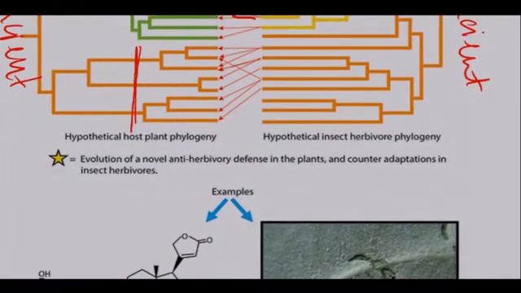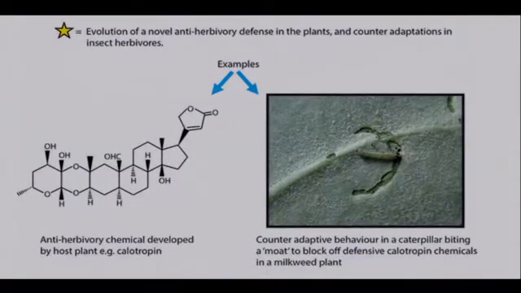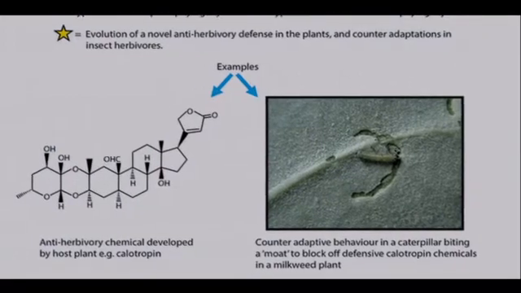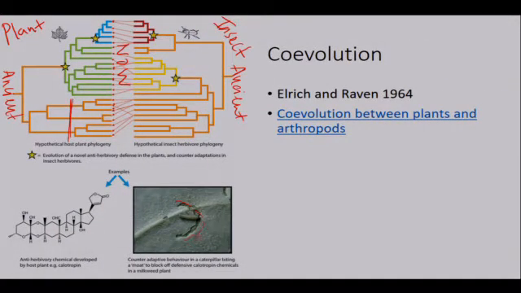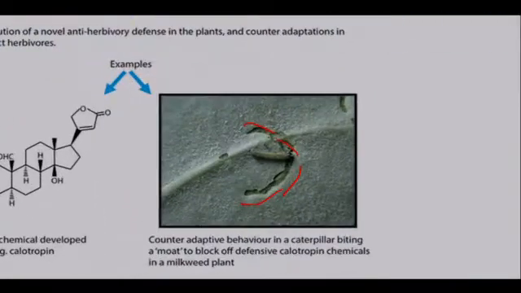One example of a defense mechanism they show here. This calotropin is a chemical that should be really harmful to insects, therefore they maybe won't eat it. But what this insect, or this caterpillar, does instead is bite into this, building a little moat here to trap all of the chemical defense, and then it's going to eat the rest of this outside of the moat. So this vein can't shoot more of the anti-herbivory compound while it's being eaten.